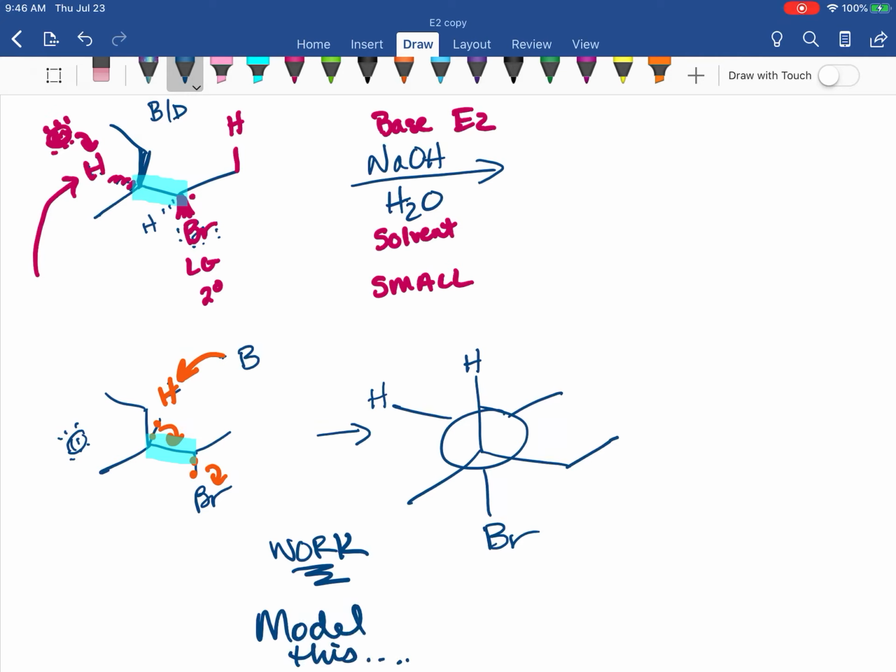And again, like I said, we're going to do this in class. And why does this need a model set? Because these are very specific. These are stereocenters.